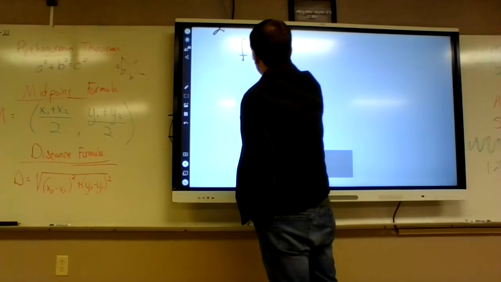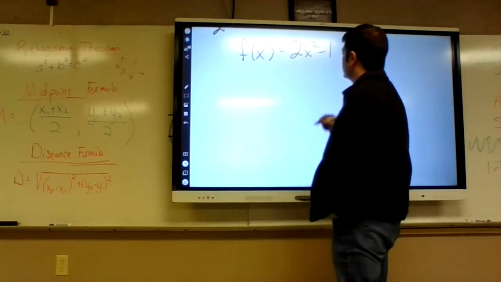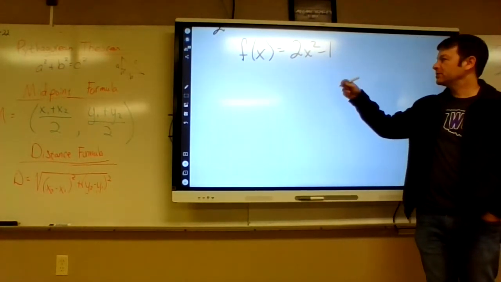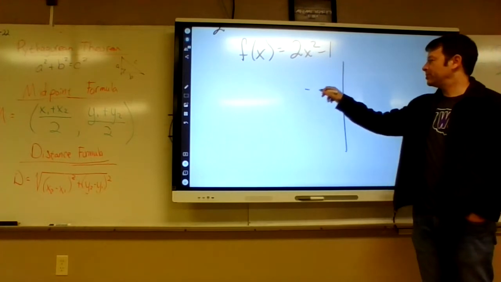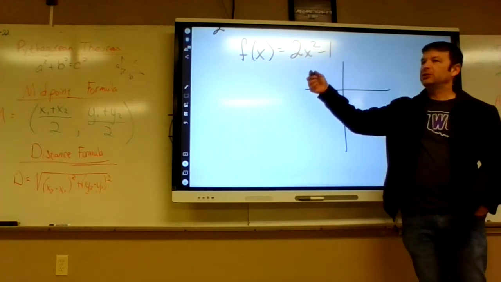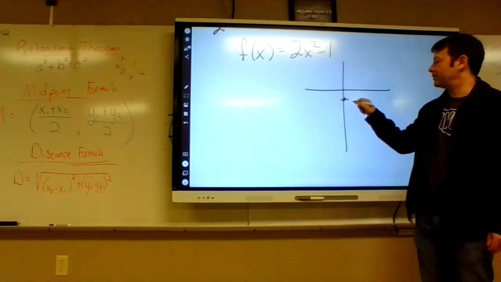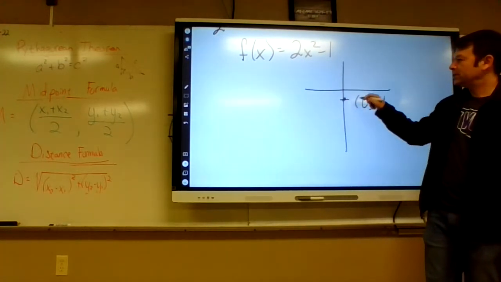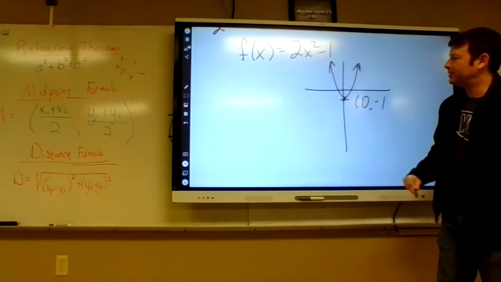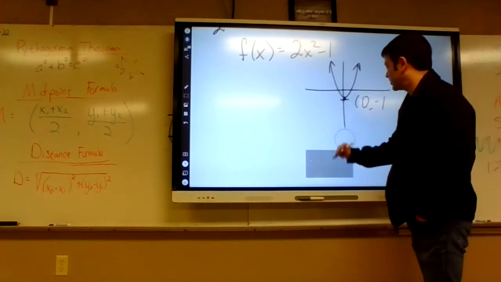So, yesterday we had stuff like this. You guys remember what the -1 did to the graph? Made it go down 1. Do you remember what the 2 did to the graph? Made it go up twice as fast, so it makes it narrower. So if it goes down 1, the vertex is at 0, -1. If you do times 2, it just looks narrow. I still have you guys plug in x values to find what it looks like.